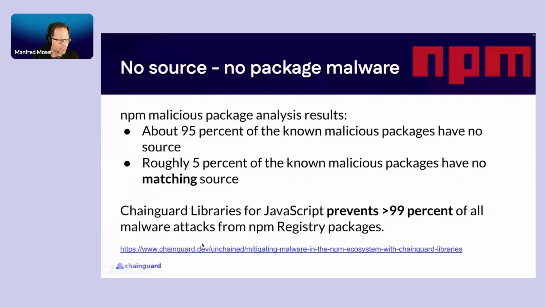So Chainguard Libraries for JavaScript was not affected by any of those. And in fact, Charlie and Derek, you can see in this blog post if you want to learn more details, we did an analysis of a couple of thousand of these malware attacks that happened in the JavaScript ecosystem over the last couple of years. Chainguard Libraries for JavaScript prevented 95% of those because they had no source. And then it also prevented about 5% more, which is basically well over 99%, because there was no matching source, right?